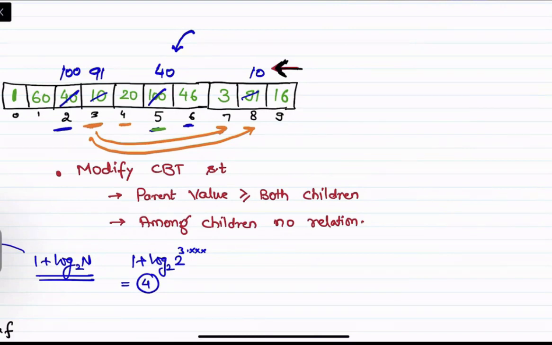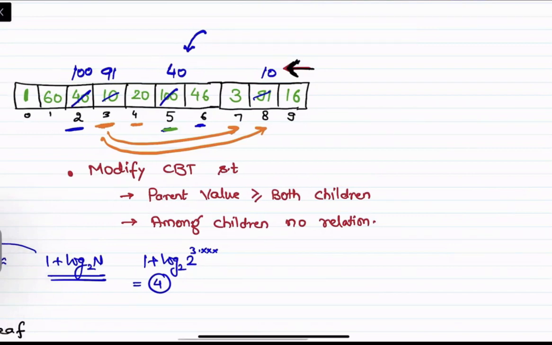If 5 had children, the index of that would be 11 and 12, right? But that is outside the array. So 5 doesn't have children, so stop. Okay. Now coming to index 1. Where are the children of index 1? Children of index 1 are 3 and 4. Among 3 and 4, just see the values are 20 and 91.